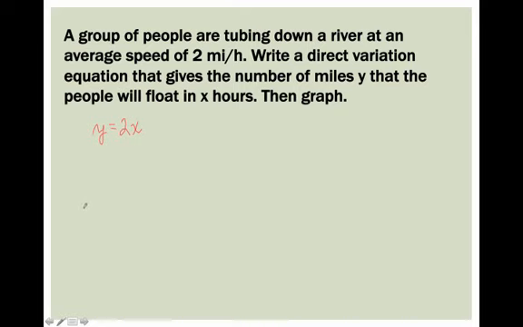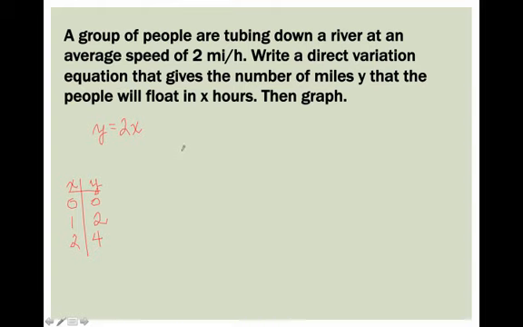So I could make a table of values to determine how I would graph this. So remember, this is a real world example. Can I have negative hours? No, I can't, but I can have 0 hours. And at 0 hours, I will have gone 0 miles. And at 1 hour, I'm going to have gone 2 miles. At 2 hours, I will have gone 4 miles.